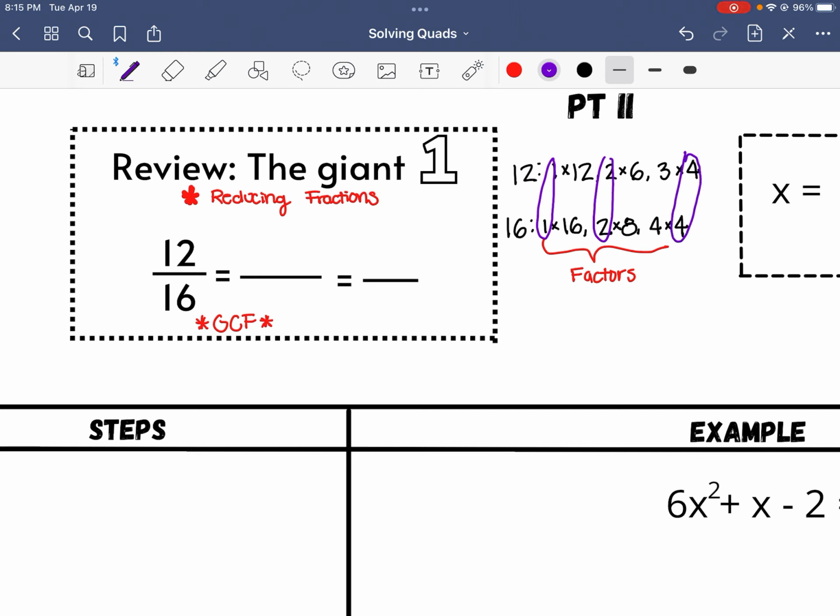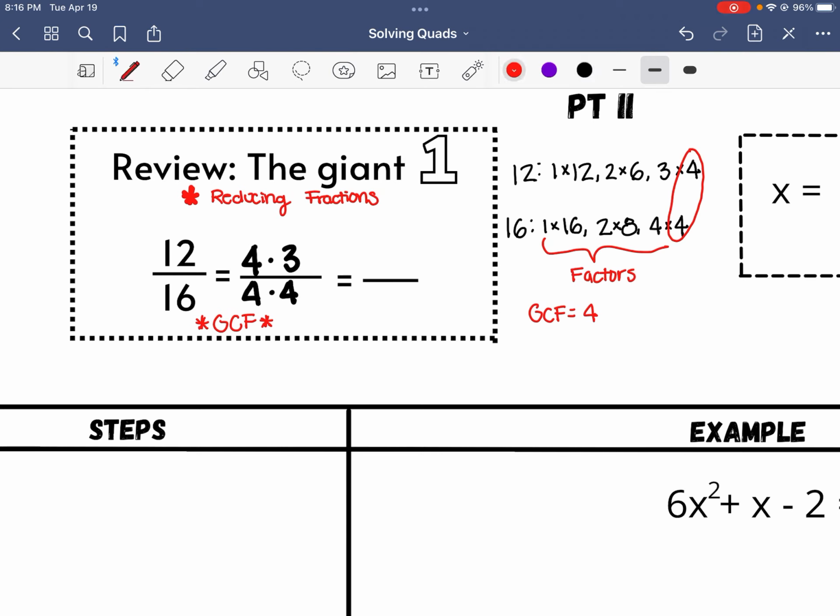I didn't circle the other ones because, for example, 12, there is no 12 down here, so I can't circle that. Now the biggest one that they share was the 4. So that means that my GCF, the greatest one, the biggest one they share, is 4. So now I'm going to rewrite my numbers using this 4, okay? So 12 is 4 times 3, and 16 is 4 times 4.